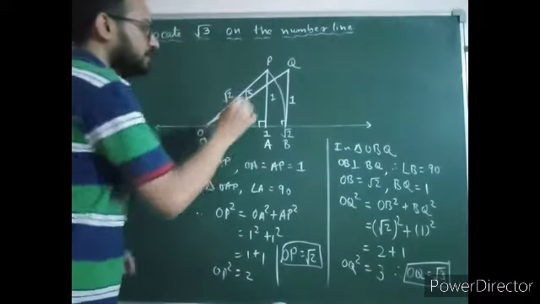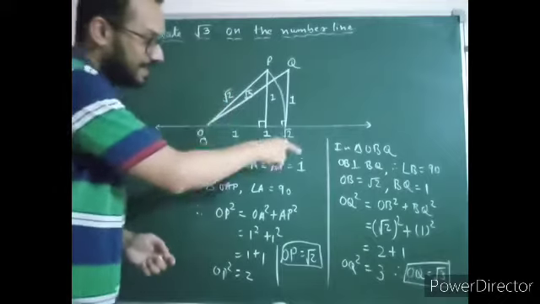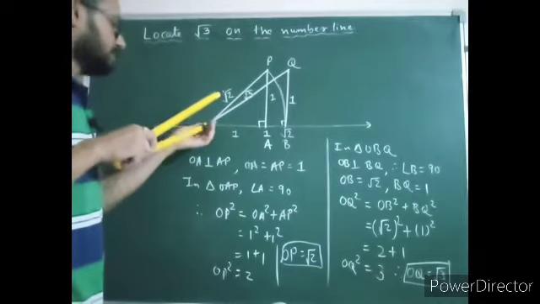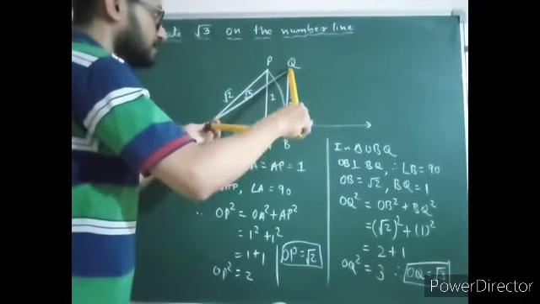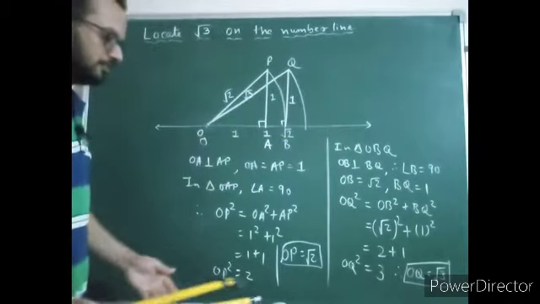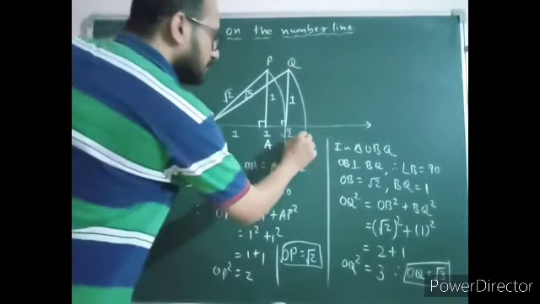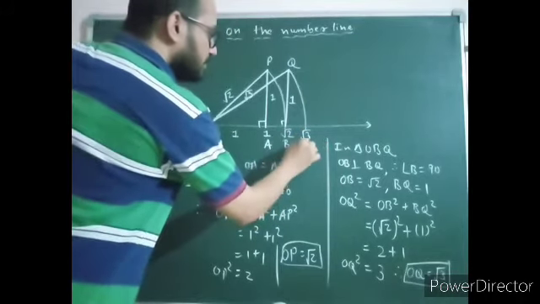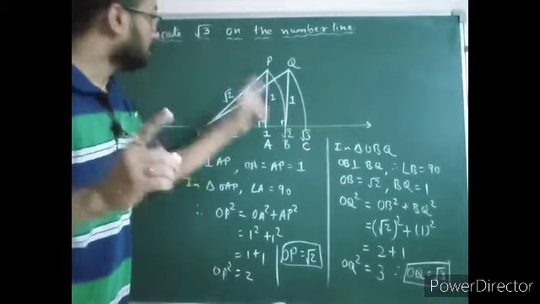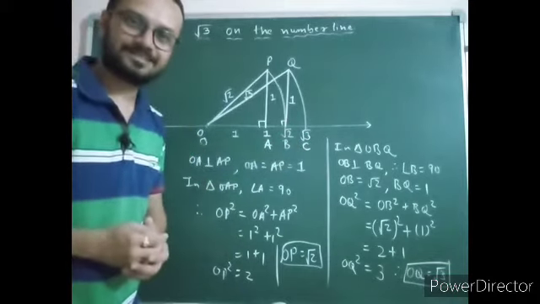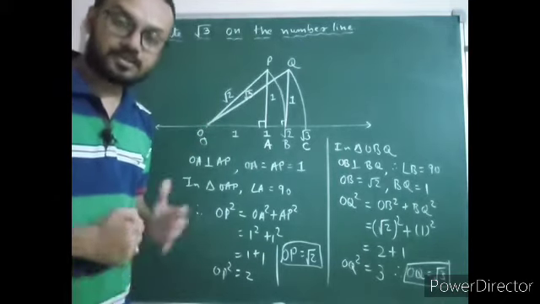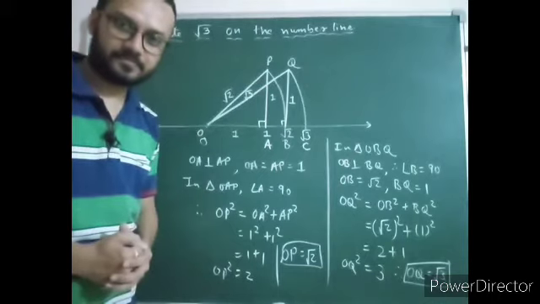Now we want to locate this square root 3 on the number line. Again the same method: using the compass, taking O as center and OQ as radius, OQ equals root 3, make an arc on the number line, you will get a point and that point locates root 3. Suppose we call this point C. So this way we can locate the number root 3 on the number line. This way we can locate further numbers on the number line by the same method.